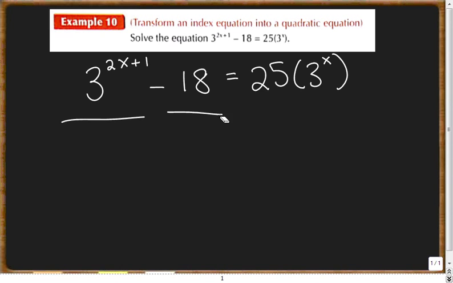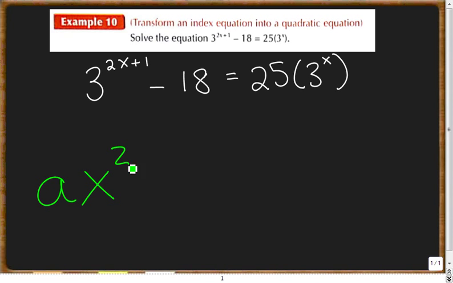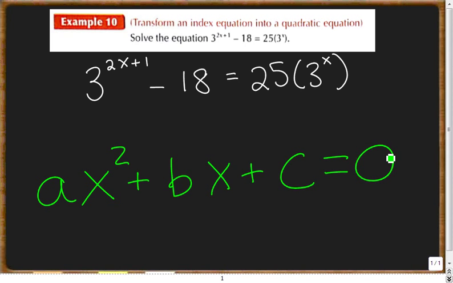One thing that we can realize, though, and the skill that they want you to master here, is to transform an indexed equation, so an exponential equation, into a quadratic equation. So I'm going to explain how this works, okay? A quadratic equation normally looks like ax squared plus bx to the first. We don't write that because we don't need to, but it's to the first power. And then we have plus some number equaling 0.